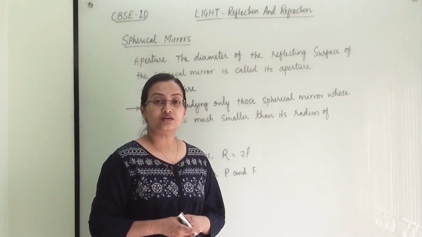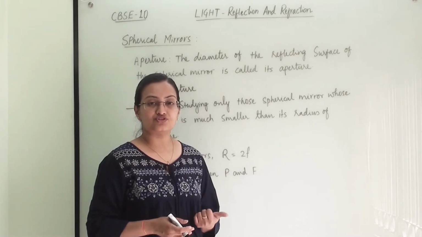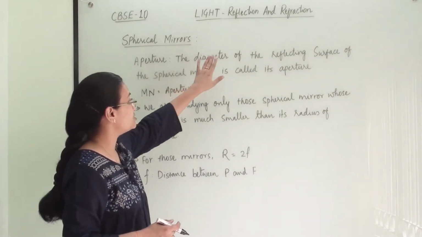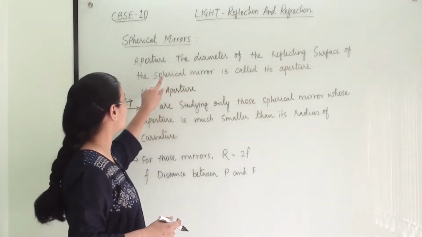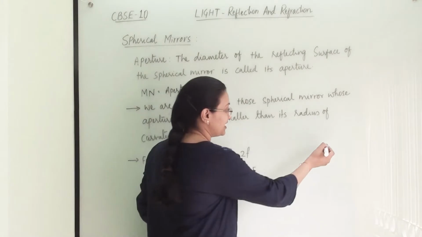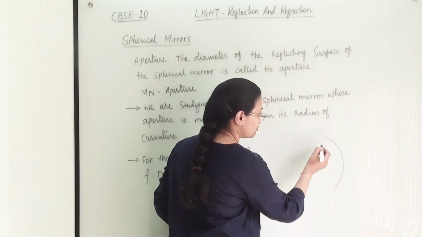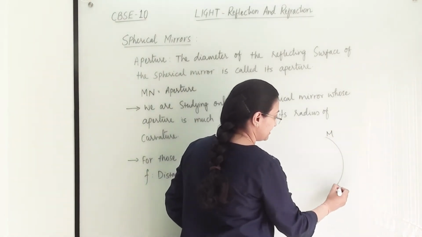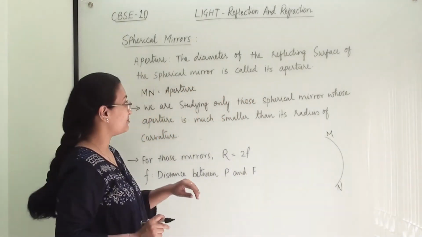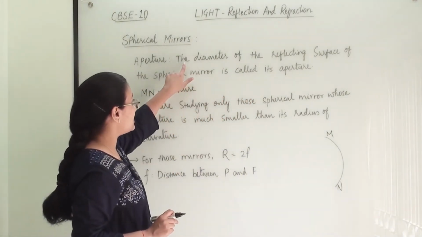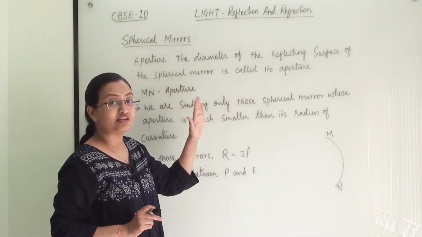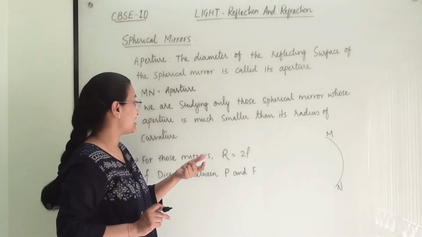Now two important terms we are discussing: aperture and focal length. So what is the aperture? The diameter of the reflecting surface of a spherical mirror is called its aperture. For example, this is a concave mirror, and this is M and N. This complete length is known as the aperture, and that is the diameter of the reflecting surface.